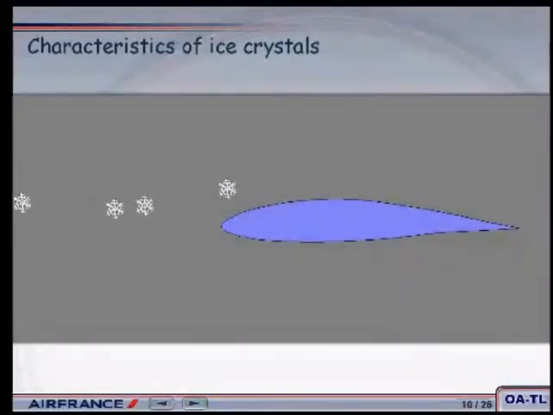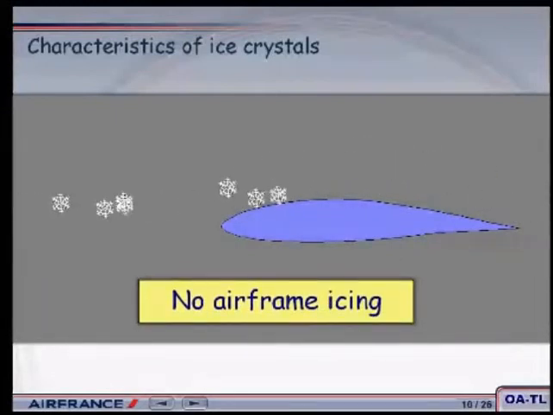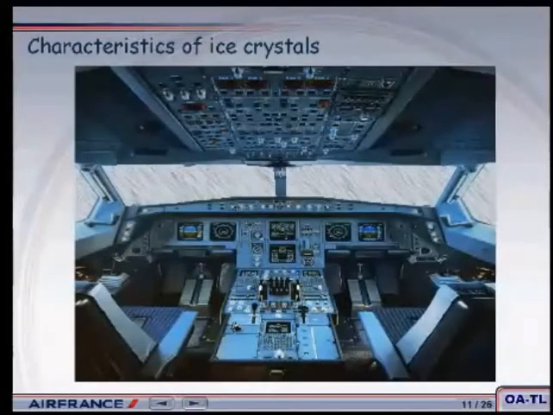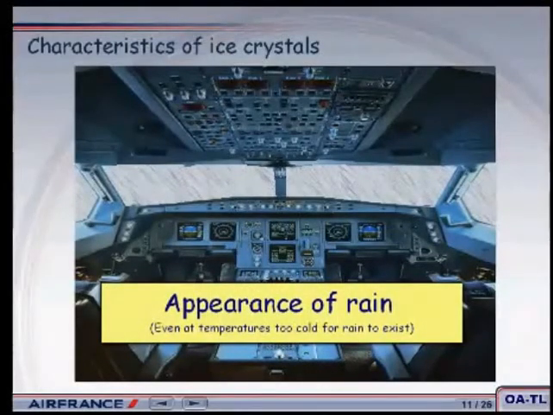These ice crystals bounce off cold airframe surfaces. This is why no airframe icing is reported during flight in convective weather. When they hit a warm surface, like the windshield for example, ice crystals melt. Pilots have reported the appearance of rain on the windscreen, even at temperatures too cold for rain to exist. Pilots interviewed have reported that ice crystals sound different from rain when hitting the airframe.